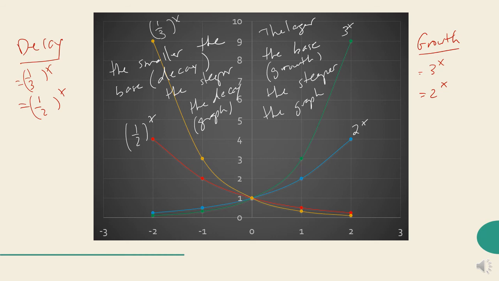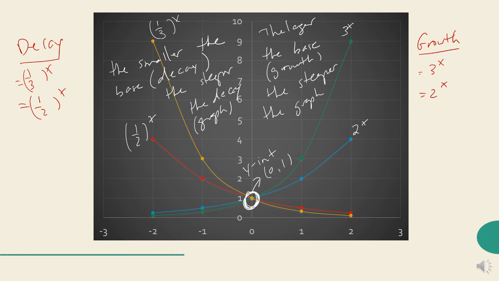The next one, what point do they all go through? They all go through here. They all go through 1. As long as you haven't done any transformations to these graphs, they have a y-intercept of 1. And again, that's because anything to the power of 0 is 1.